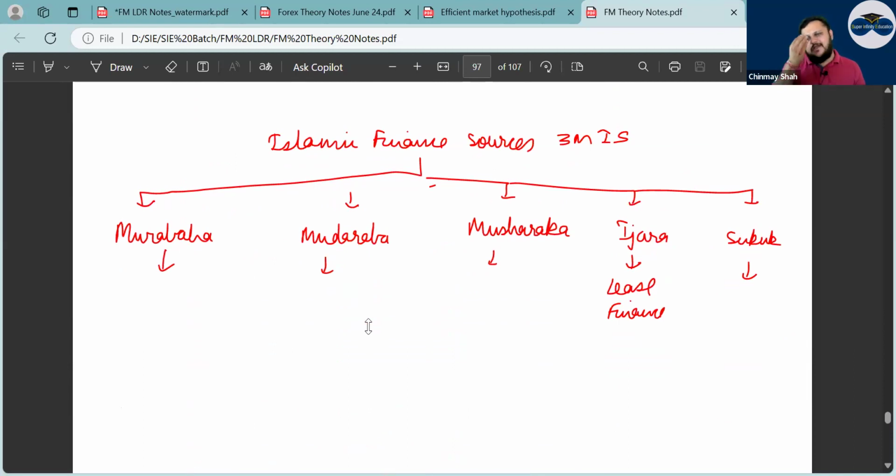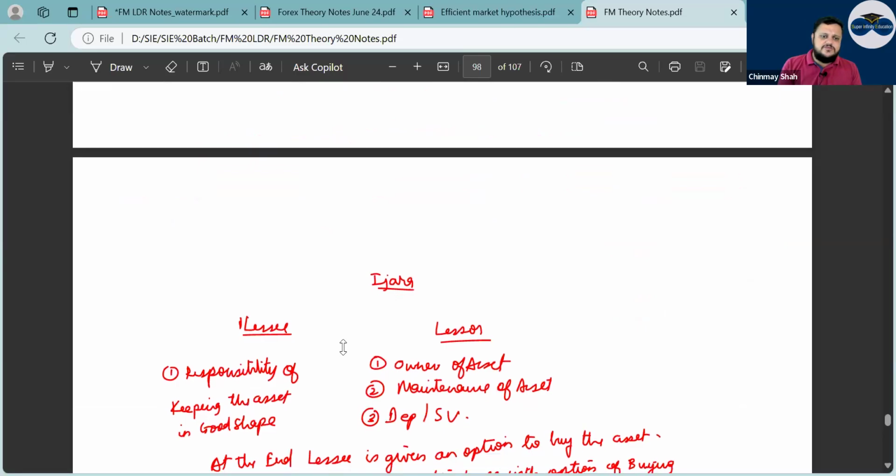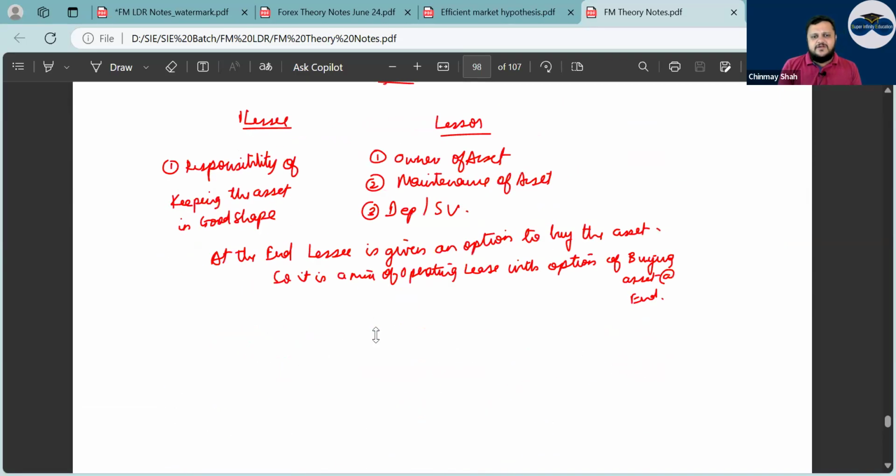Very important question. It has come up. I cannot even tell you how many times this has come up in the exam, right? So it is Murabaha, Mudaraba, Musharaka, Ijara, and Sukuk. Murabaha is what? Tell me. Trade credit and loans. Well, first I would do Ijara.